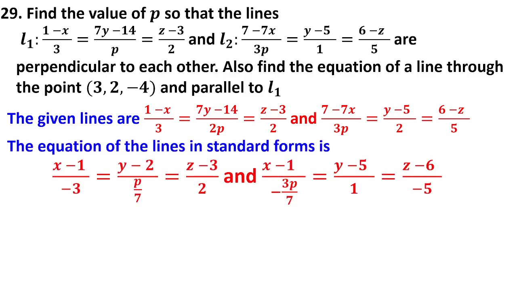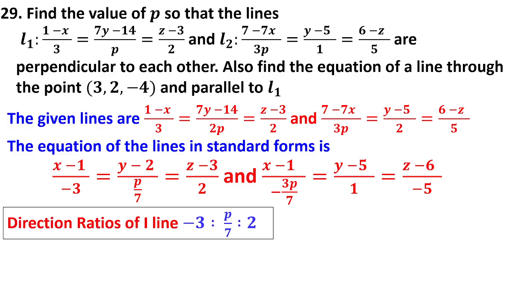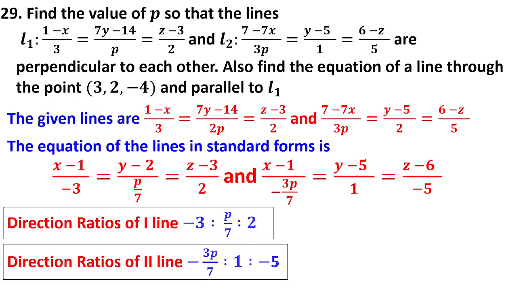We are converting now. First one will become x minus 1 by minus 3. Second one, divide numerator and denominator by 7. Third one is okay. Come back to the second line. You have to divide the numerator and denominator by minus 7. Second, y minus 5 by 2 is okay. 6 minus z by 5, multiply and divide by minus 1. Now you get the direction ratios of the first line, direction ratios of the second line. If you take it directly, you will get a wrong answer.